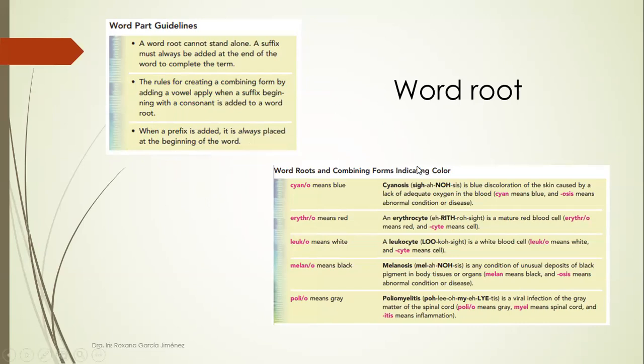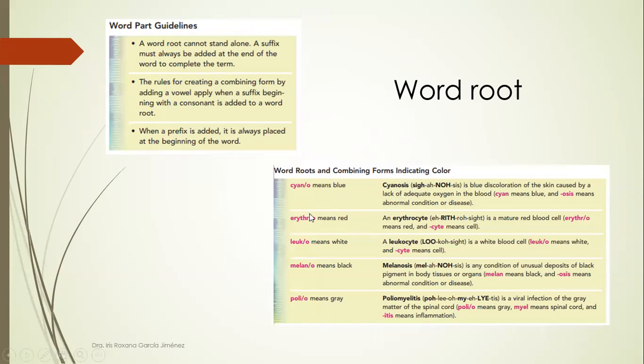Some combining forms indicating color. In this chart, we have examples. We have the word root cyan, the vowel that is added, the O, and we get cyano. Of course, cyano means blue. We all know about it. Combining with a suffix, cyanosis. We all know that cyanosis is the blue discoloration of the skin because of the lack of adequate oxygen in blood. And you can see how the word root, the vowel added, and the suffix are working together.